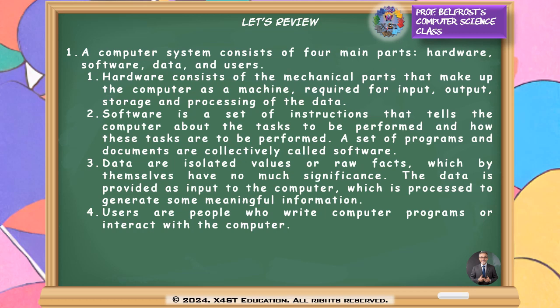The third one is data. Data are isolated values or raw facts which by themselves have no much significance, and this data is provided as input to the computer, which is processed to generate some meaningful information. And the last one is users. Users are basically people who write computer programs or interact with the computer, just ordinary users. Okay, so that's it.